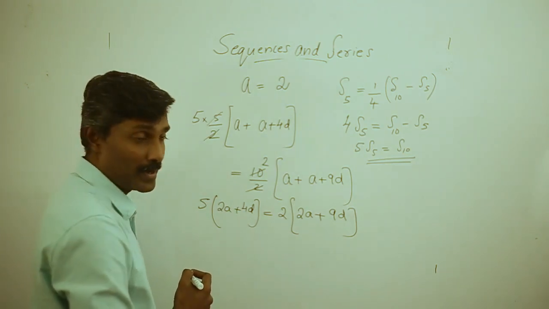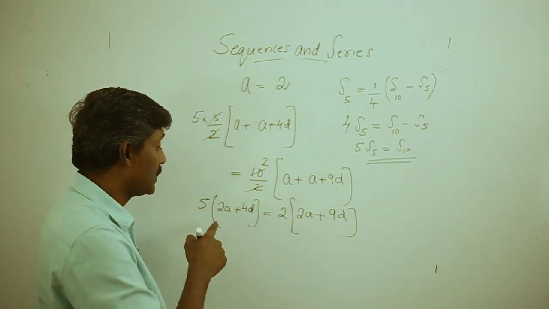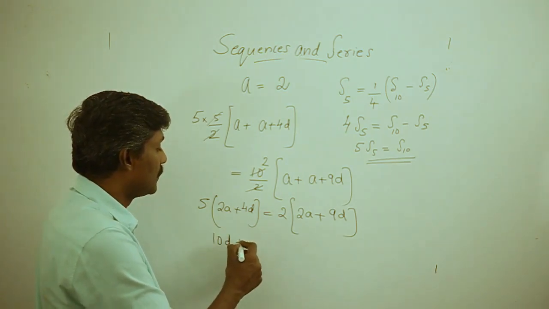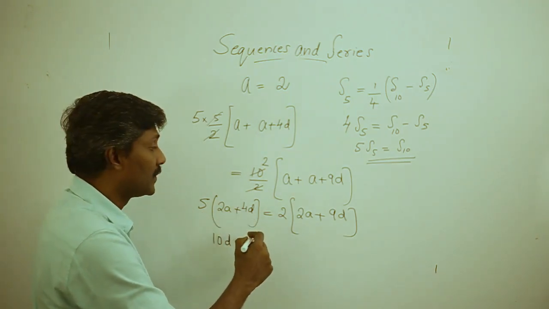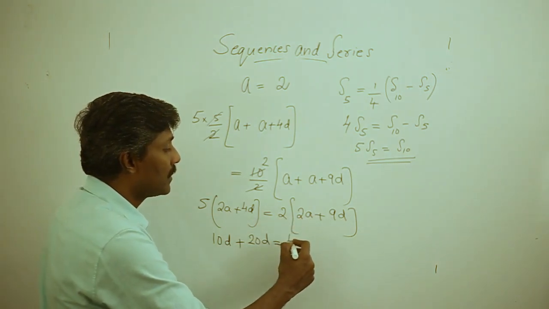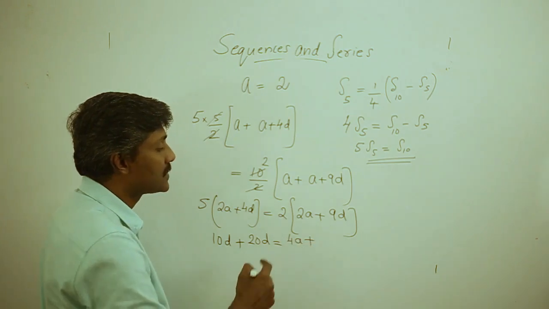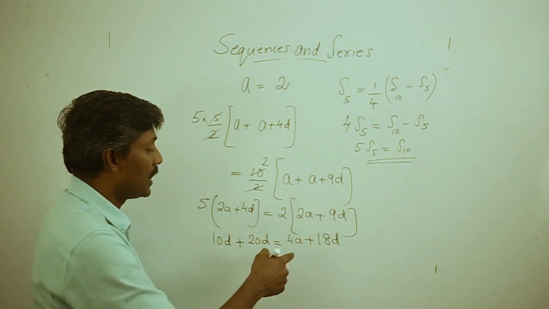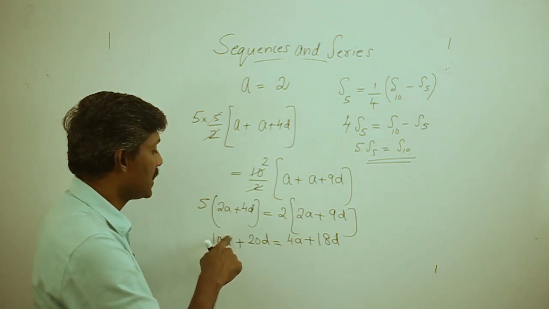Now let's open the bracket and let's add these things. Okay, so what is 5 into 2A? It is 10A. Plus what is 5 into 4D? It is 20D, is equal to 4A plus 18D, right?